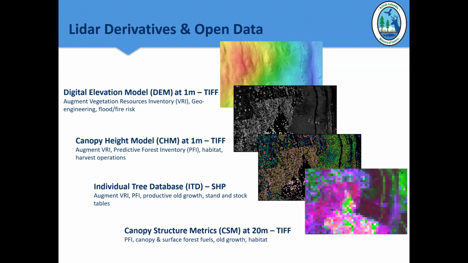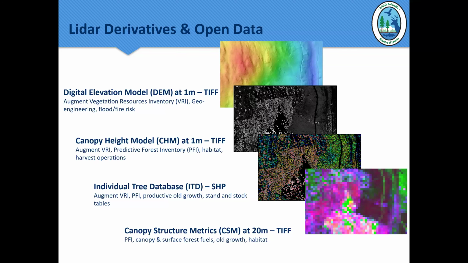The canopy height model will also be produced at 1 meter. This is also to help the photo interpreters with the VRI. This will feed into our new predictive forest inventories across the province and help out with habitat mapping and harvest operations as well. These last 2, we're building internally for our own predictive forest inventories and enhanced forest inventories. So we thought, why not give out these stepping stones or building blocks to anyone else that wants to use them.